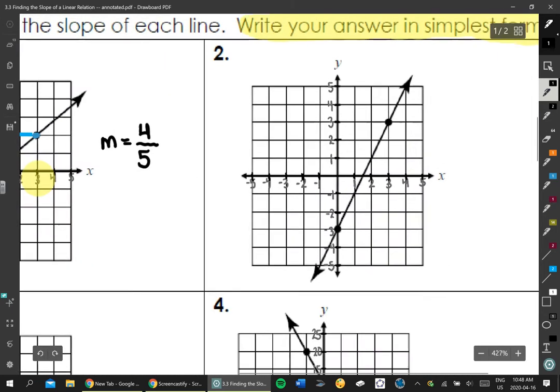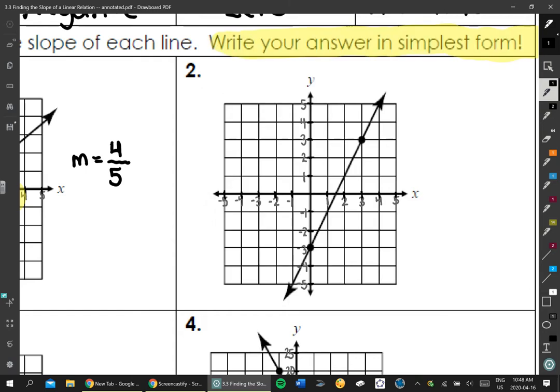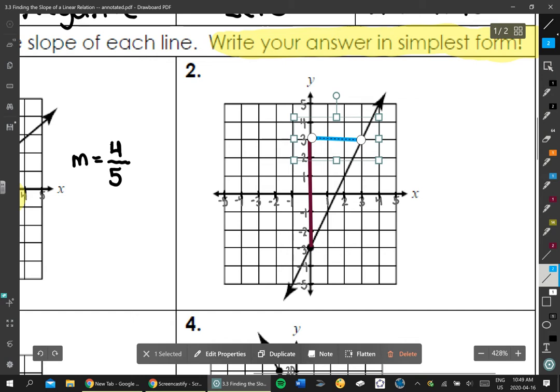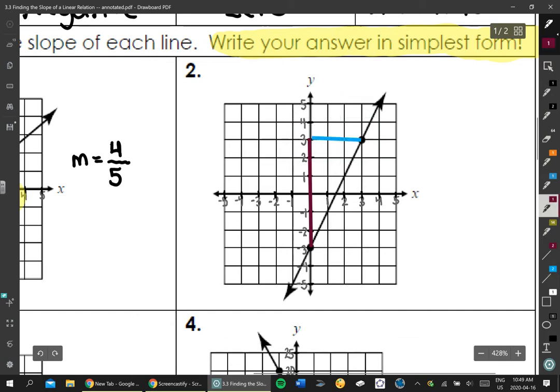Let's go with question 2. Same thing. Again, we have 2 points that are already identified for us. So let's talk about the rise. Again, I'm going to draw a vertical line up, and then the run. So how much should I rise? How much should I climb?